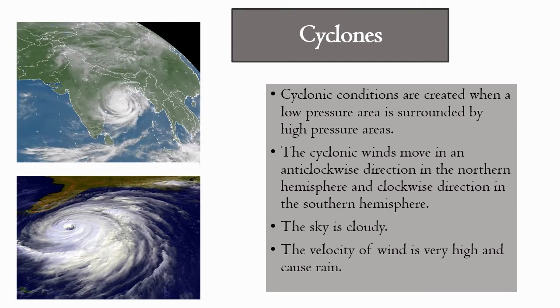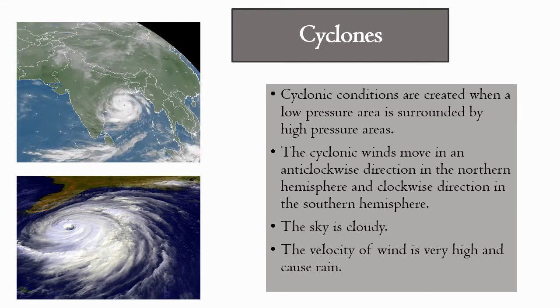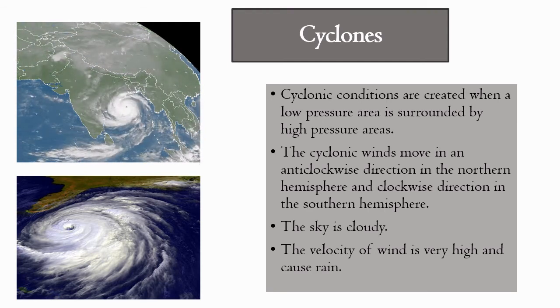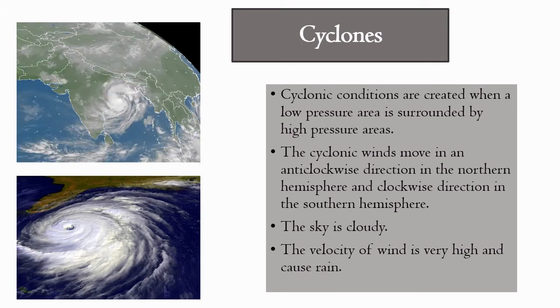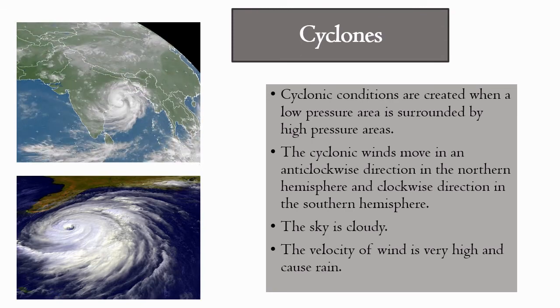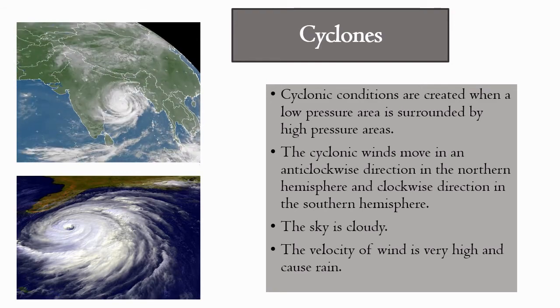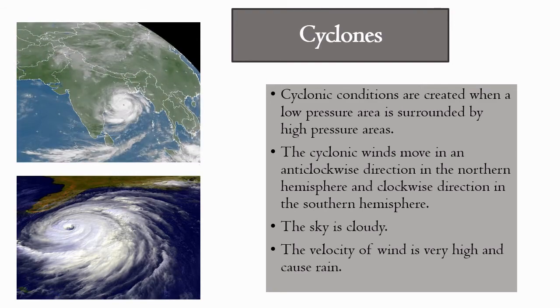Storms that form north of the equator spin anticlockwise. Storms south of the equator spin clockwise. This difference is because of Earth's rotation on its axis.